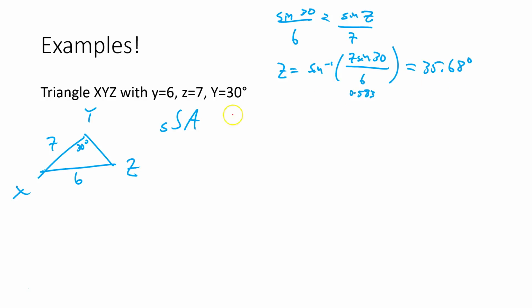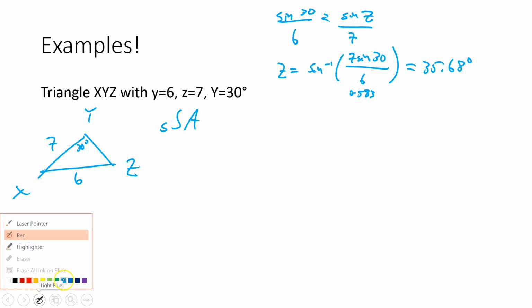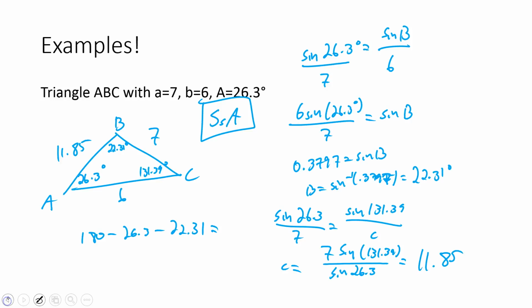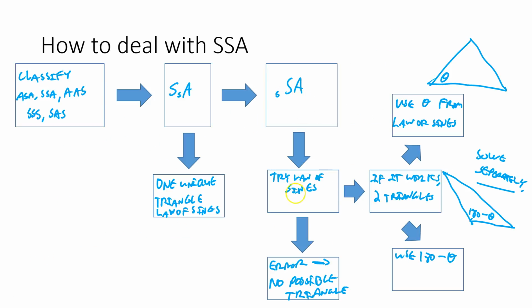So now that I have this angle for angle Z, I can put it in here, but I need to remember that since this is a little s, big S, a triangle, and if I go back to my flow map here, I tried law of sines and it worked. That means there are going to be 2 different triangles this is going to create. I'm going to use the theta that I found for one of them, and for the other one I'm going to have to use 180 minus theta.